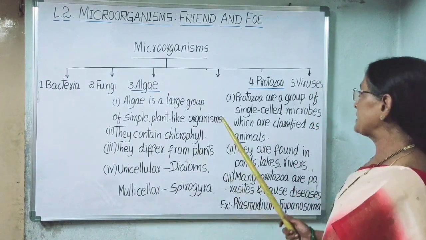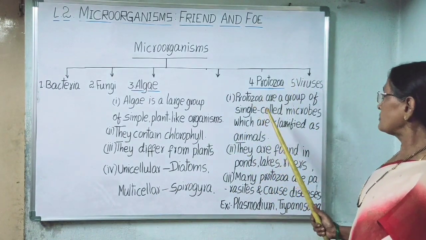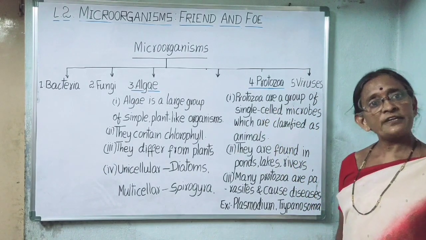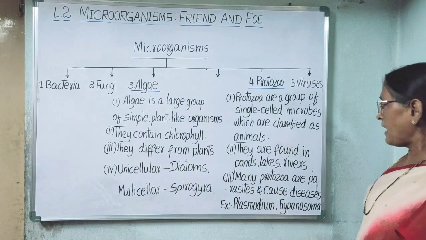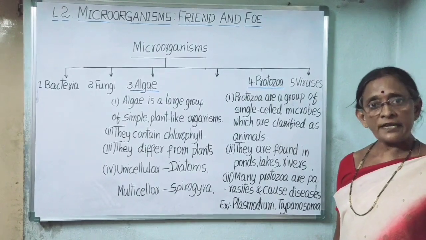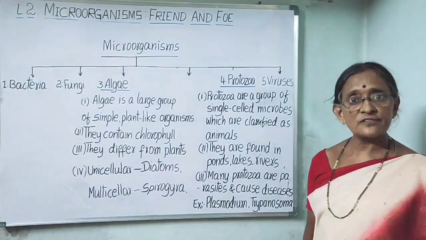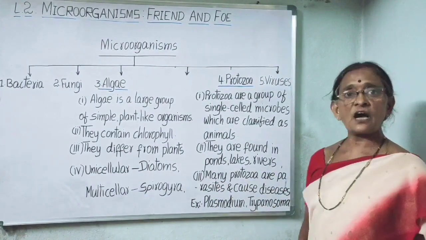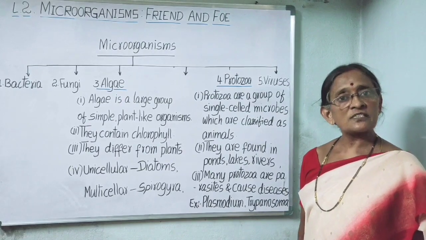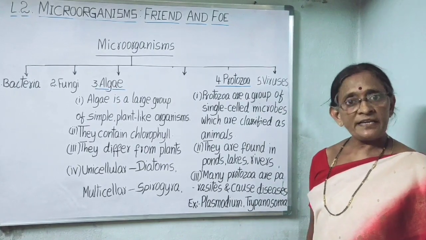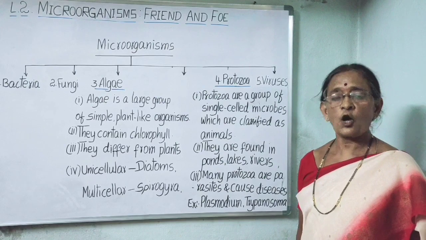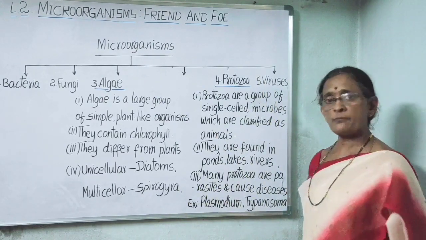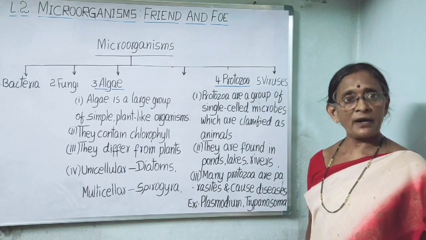Let us learn protozoa. Protozoa are a group of single-celled microbes which are classified as animals. They are found in ponds, lakes, rivers, dirty water drains, seawater, etc. Many protozoans are parasites and cause diseases like malaria, dysentery, etc. Examples for protozoa are Plasmodium, Trypanosoma, Amoeba, Paramecium.